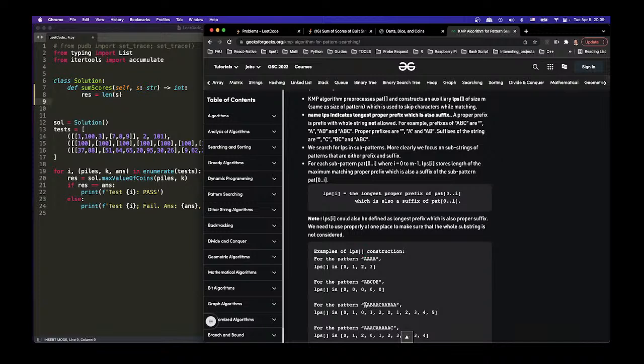We always start with 0. At this position, the longest that's equal to this is 1. Here, the longest prefix is A or AA, and this is B or AB, so it will be 0. But here the longest will be 1, with A and A, and this will be 2. That will be 0. That's 1, 2, 3. I have AAB, AAB, and AABA.